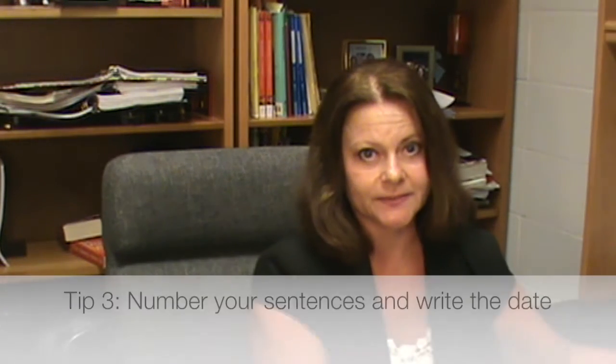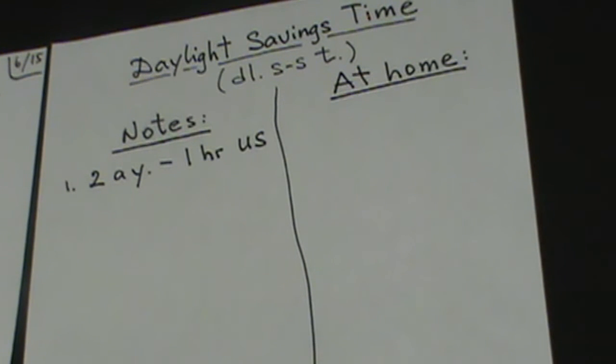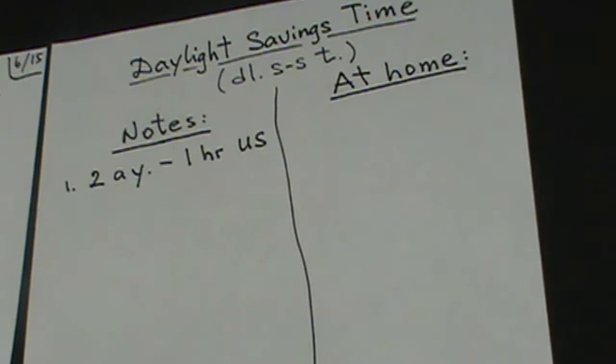Ready? Let's start. Here's my first sentence. Twice a year, all the clocks in the United States are changed by 1 hour. Let's see what you wrote. I wrote twice a year, 1 hour in the United States. As you can see, I only used abbreviations.